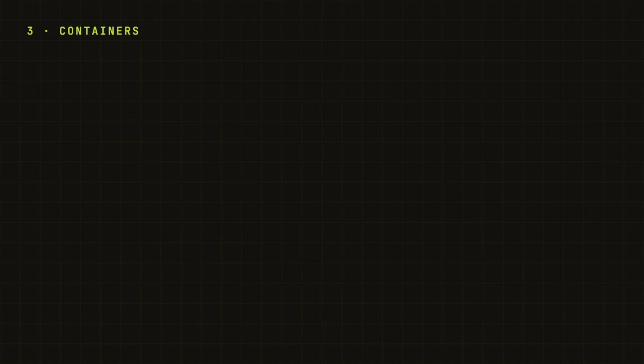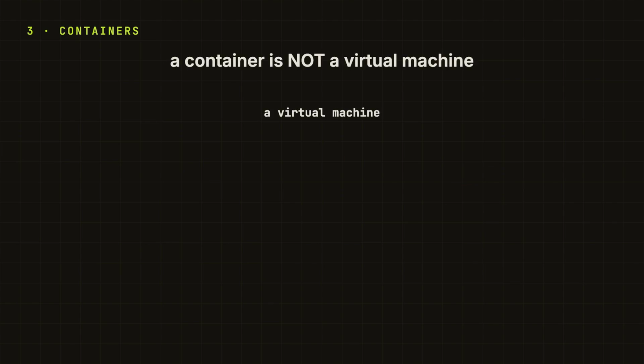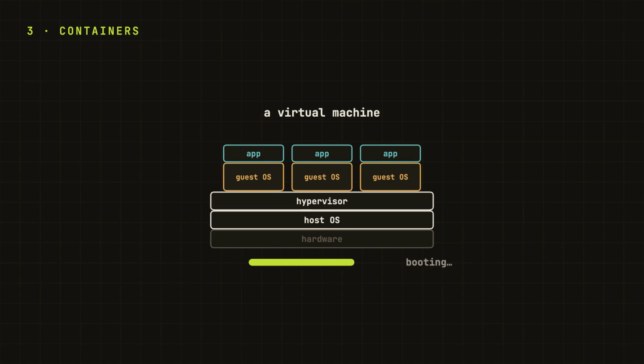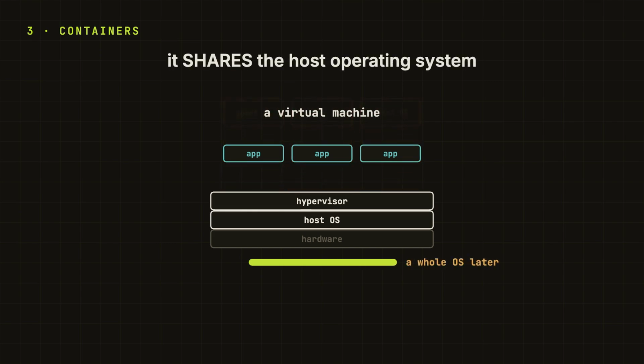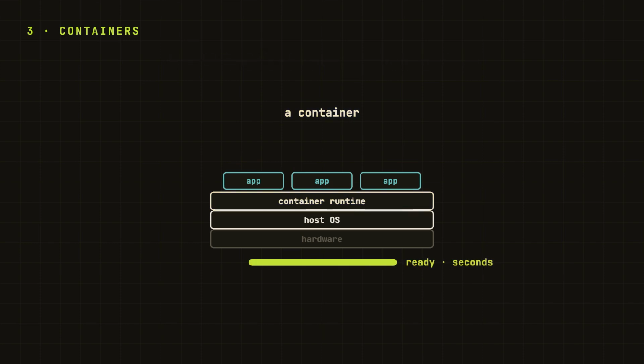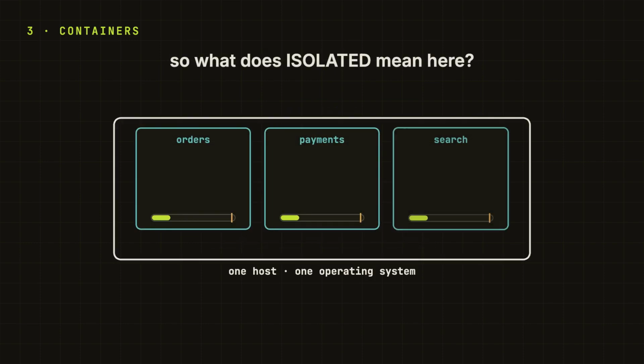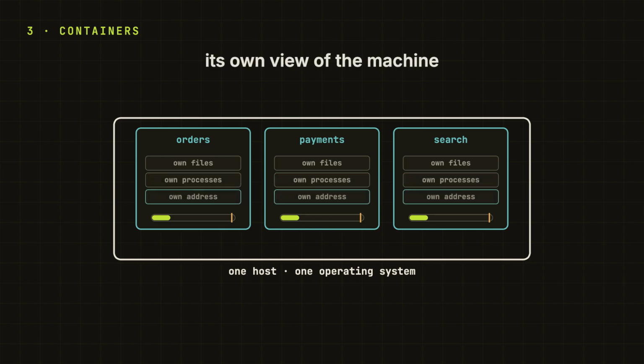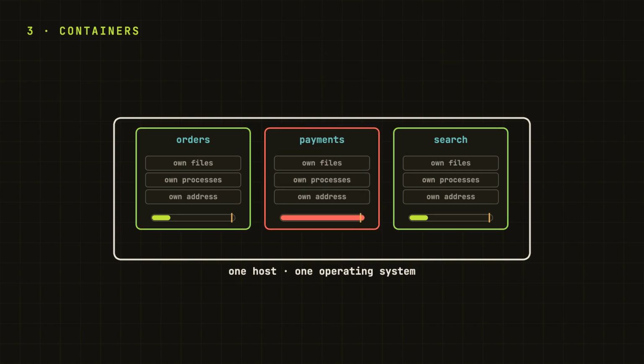And the first thing to get right, a container is not a virtual machine. A virtual machine runs a whole separate operating system, which is heavy and slow to start. A container shares the host machine's operating system, so it is far lighter and starts in seconds. And what does isolated actually mean here if they are all sharing one operating system? The operating system gives each container its own private view, its own file system, its own list of running processes, its own network address, so it cannot see or touch anything else on that machine. And it also puts a limit on how much CPU and memory that one container may use. So a busy container cannot starve the others.